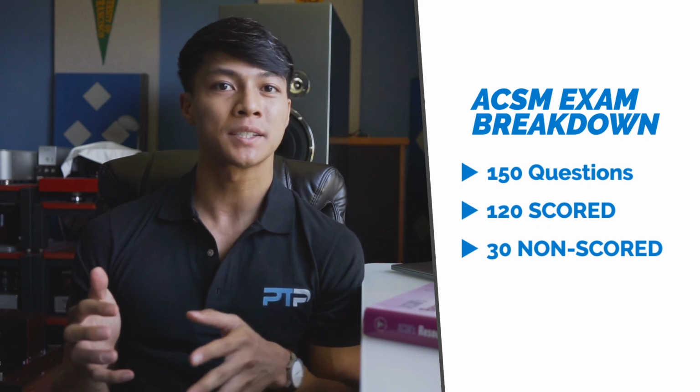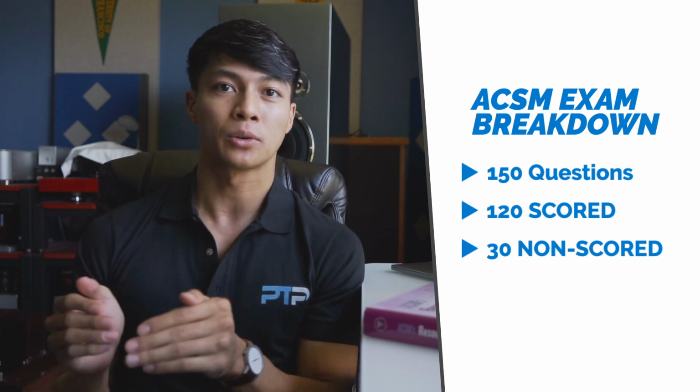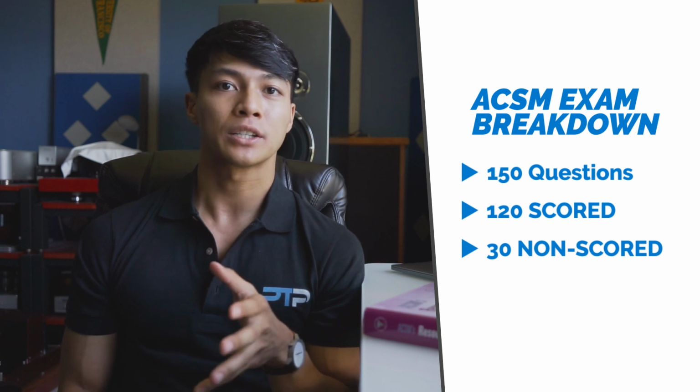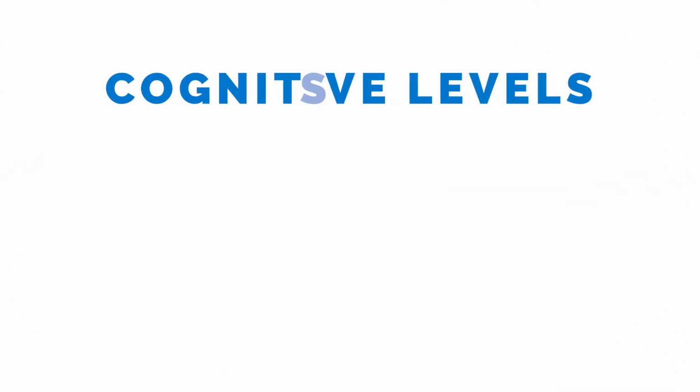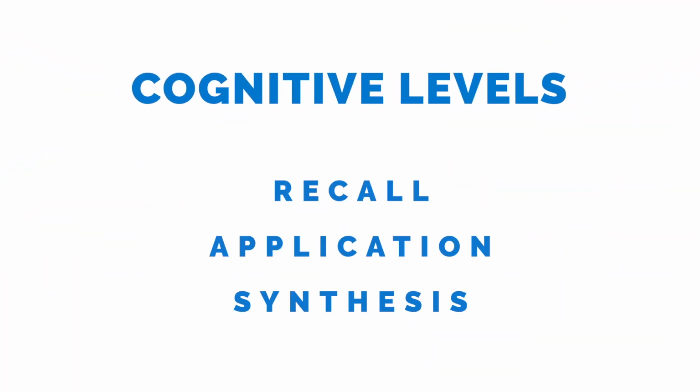Now the ACSM exam is broken down into 4 different domains. The entire exam is going to consist of 150 multiple choice questions. 120 of those are going to be scored against your grade, and 30 of those questions are going to be non-scored questions. Overall, you will have 150 minutes to complete the test. The 30 questions will serve as trial questions to support the accuracy of further questions in future exams. Again, the examination is going to be covering 4 major domains. The 4 domains cover a set of topics separated into cognitive levels: recall, application, and synthesis.